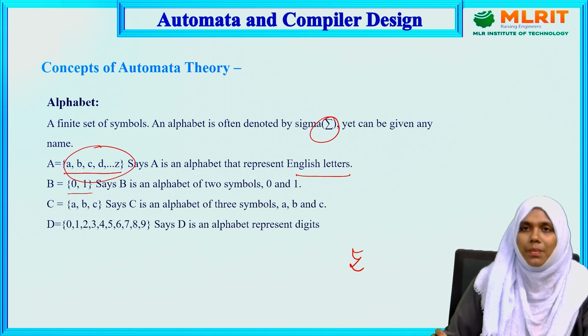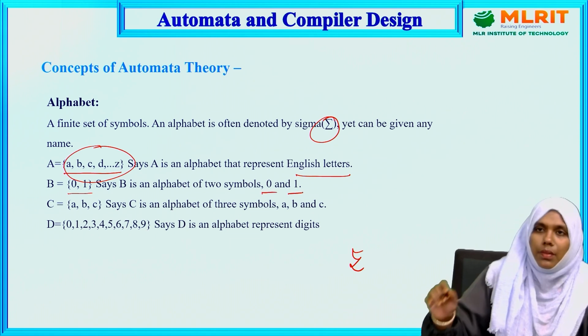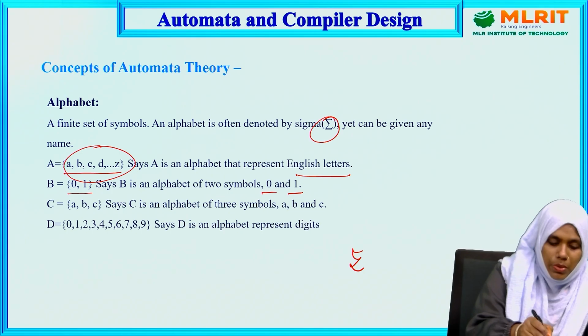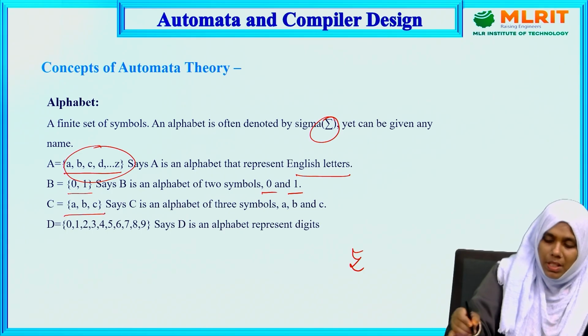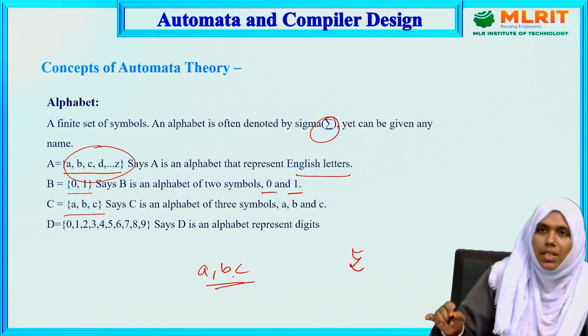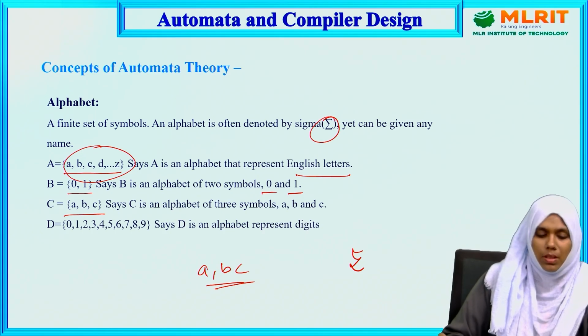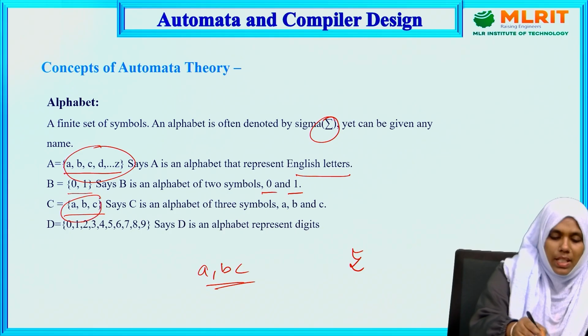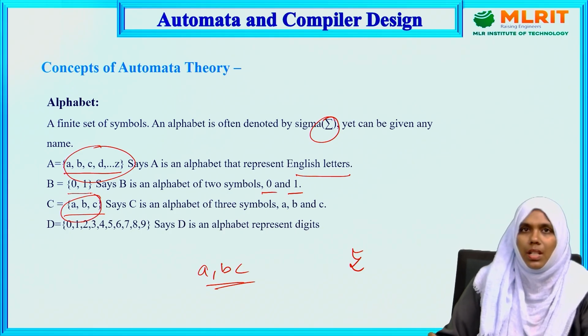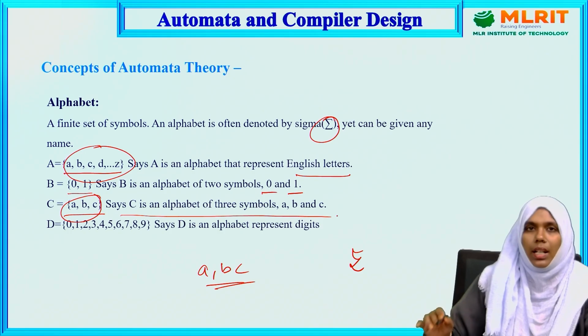So whatever symbols we are going to write, we have to write in terms of 0 and 1 only. Now coming to C equal to {A, B, C}. That means we have to write in terms of A, B, C only. We can't use D, we can't use E, we can't use F, because here itself it is given as C equal to {A, B, C}. So by using those three symbols, we have to write the alphabet.